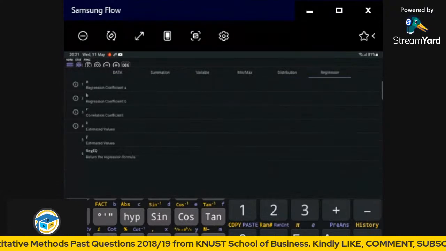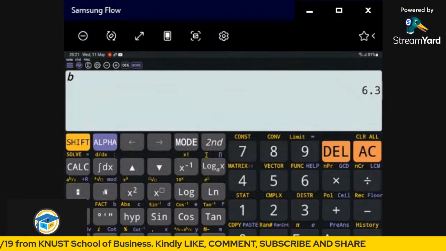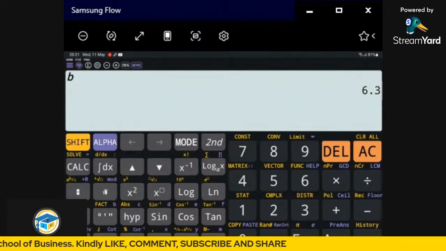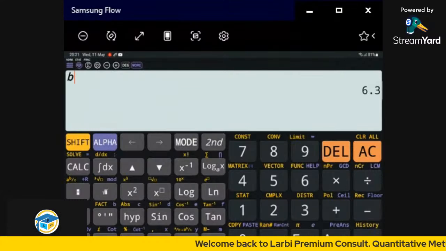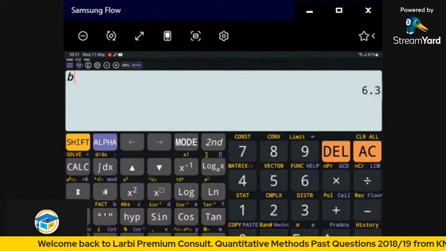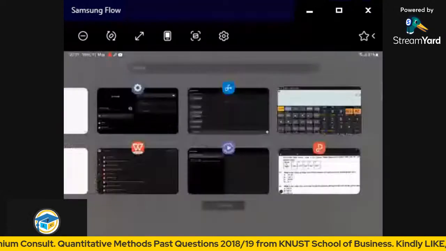Now you locate your regression and select B on the calculator, and you should be able to get the slope of the equation, 6.5. Remember, for my frequency, the last one was 0. I should make it 1. That is why I had 5.3 for the first one. So actually, the right answer should be 6.5 using the calculator. So that becomes the slope.